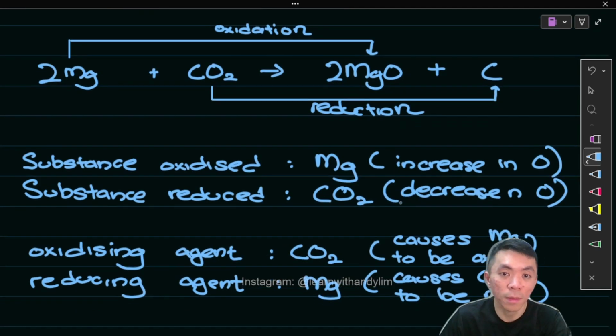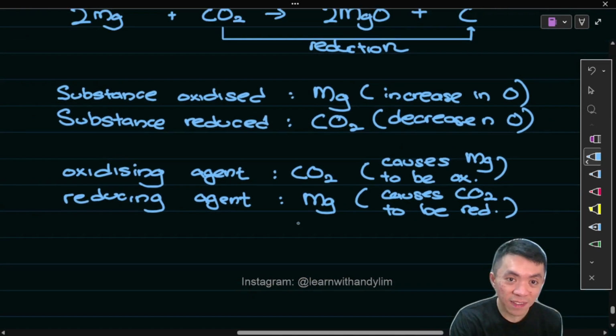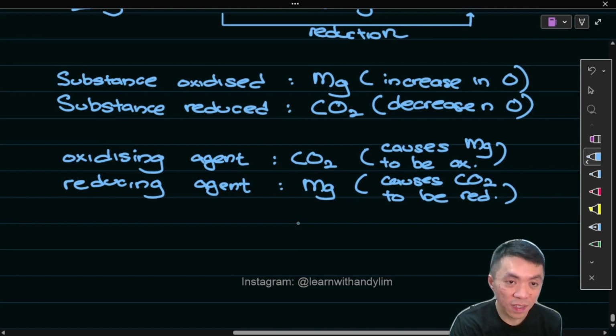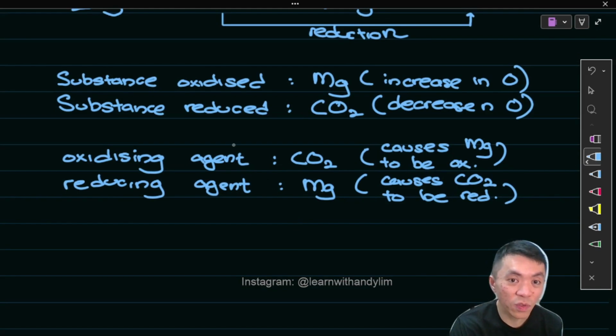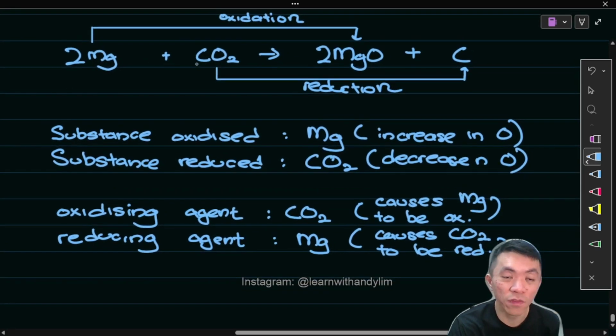Let me just scroll up a bit for you guys to see. Oxidized substance, reduced substance, reducing agent, and oxidizing agent will always take place at the reactant side, at the left side of the reaction.